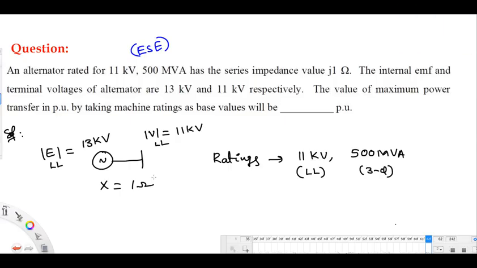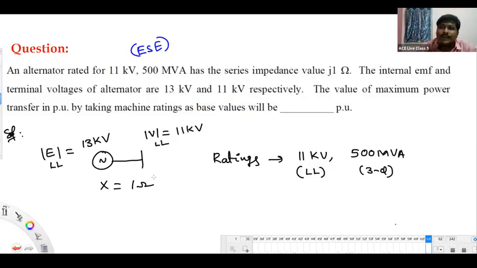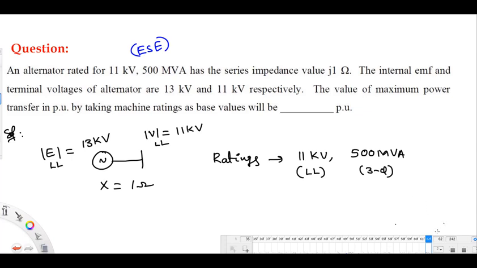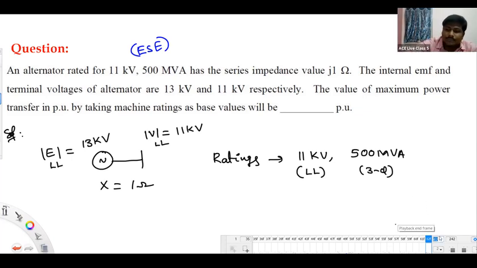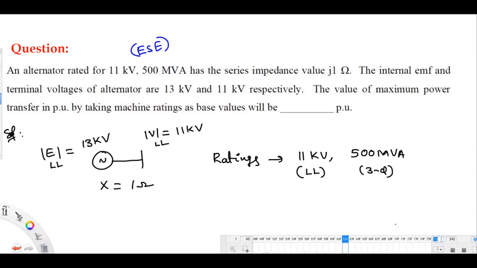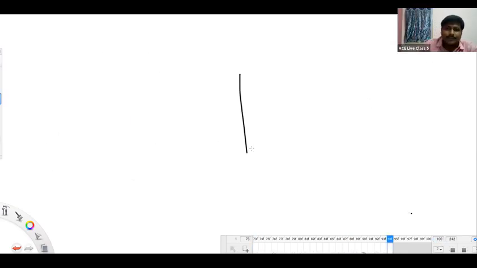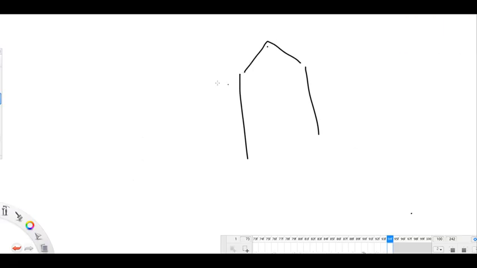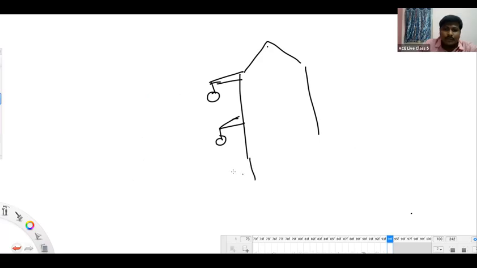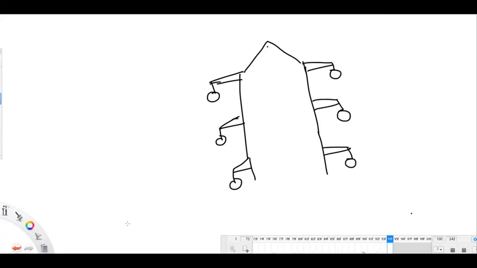What is a double circuit line, sir? A double circuit line means running 2 three-phase circuits on the same tower. A tower consists of 2 sides with the cross arms. There is one 3-phase circuit on one side, and another 3-phase circuit on the other side. This is called a double circuit line.